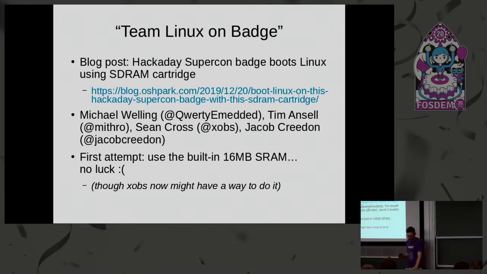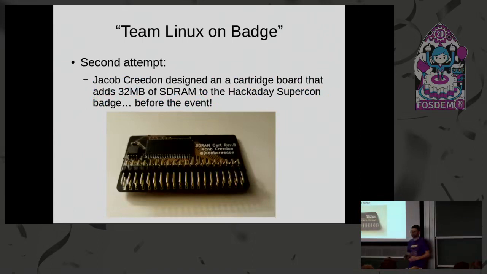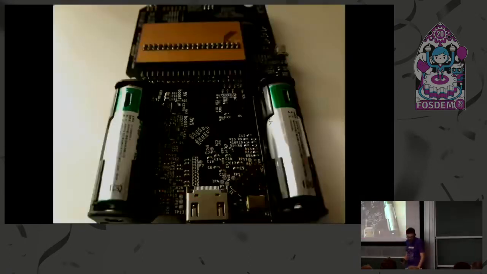So we banged our heads against it for the first day and didn't have any success. And then it turned out that someone had showed up to SuperCon having already designed a DRAM add-in board. So we were like, I think we really need DRAM if we want to boot Linux. And Jacob was there, and he said, oh, I designed this before I came. And we said, ooh, okay, that's what we need. So he had a board with 32 megabytes of SDRAM, and that proved to be enough for us to get Linux running on it.